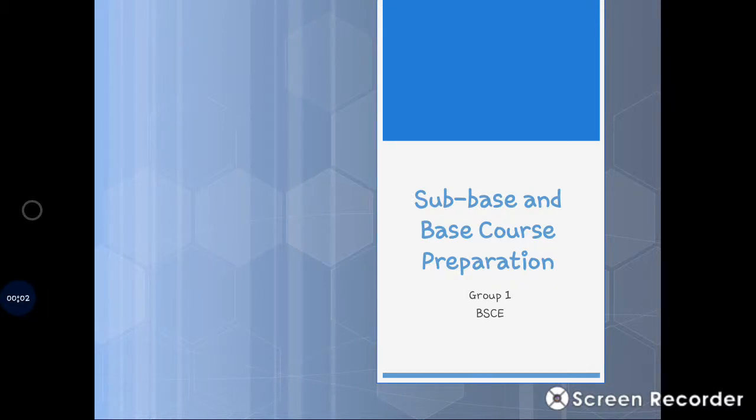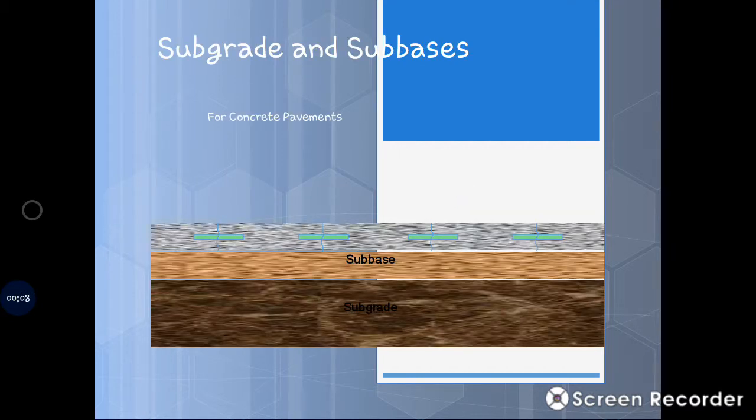Good day viewers, today we're gonna discuss sub-base and base course preparation. So if we look in the figure, the sub-base and the subgrade are the underlying layers for your pavements like concrete and asphalt.